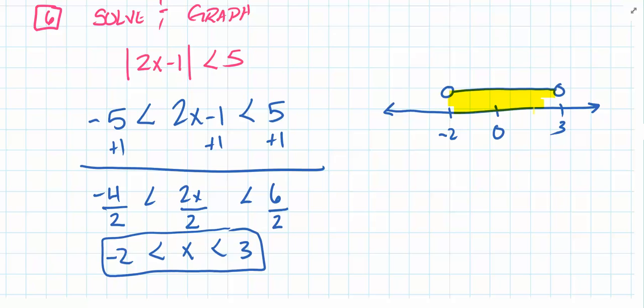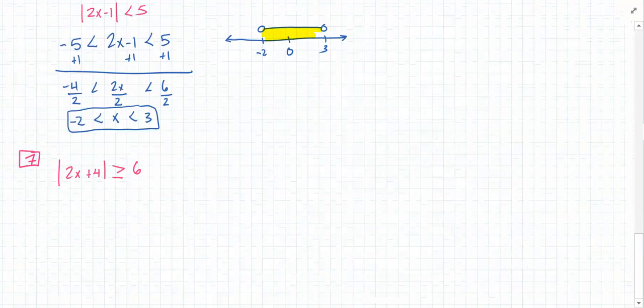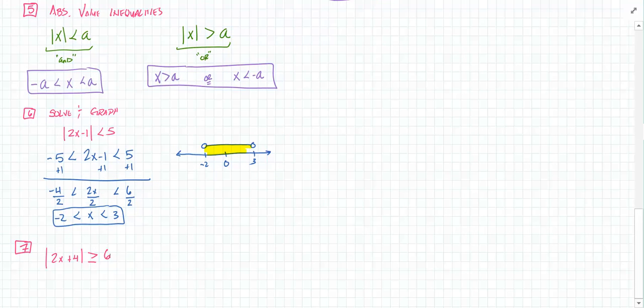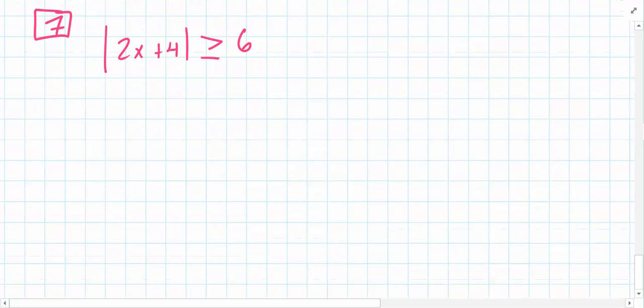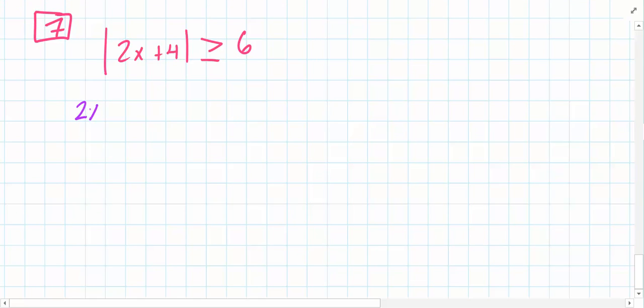Let's think about this. Which statement is this? Is this a greater than or less than, or an and? This is going to be an or statement because we have the absolute value of some stuff is greater than a value. So this is going to be an or statement. Okay. So we'll head back to this now that we know how to set it up. So what's the proper way to set up? 2x plus 4 is greater than or equal to 6, or 2x plus 4 is less than or equal to negative 6.